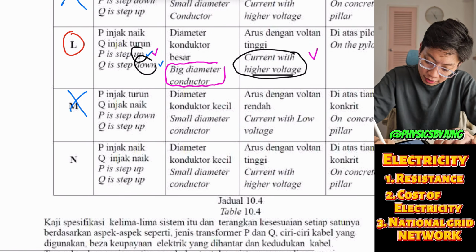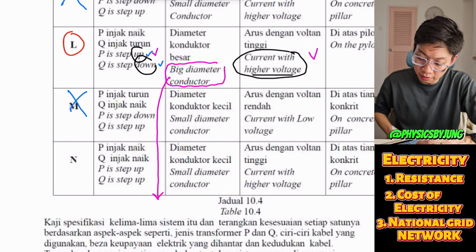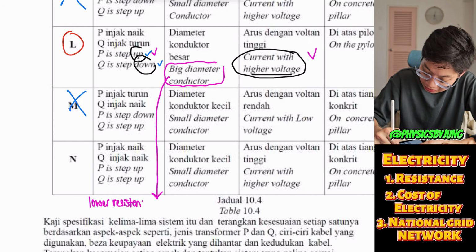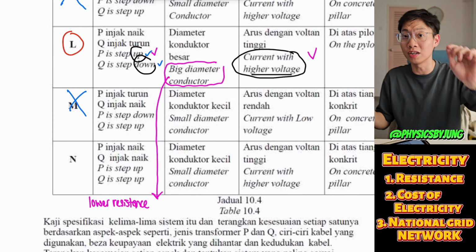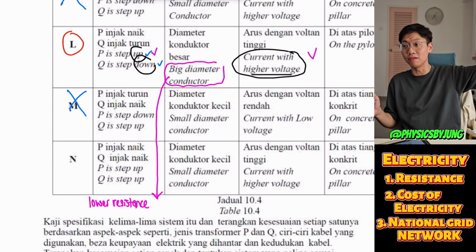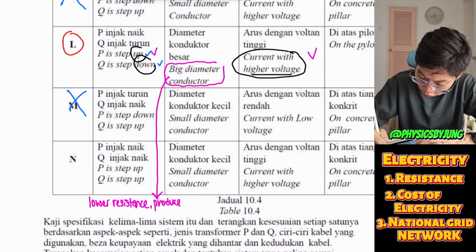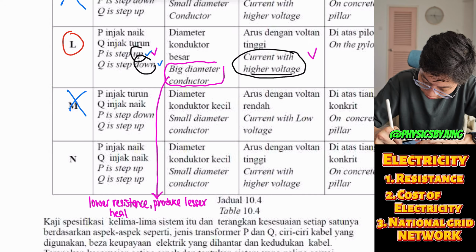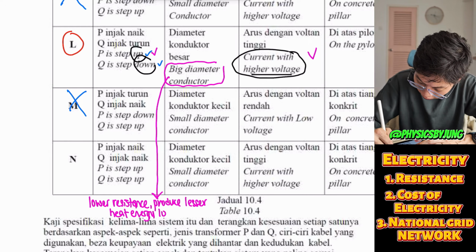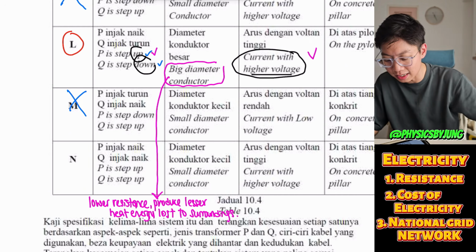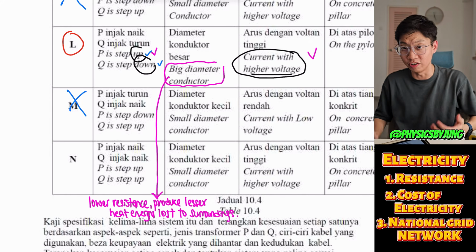Alright. So why? How do we explain this? I'm just going to write down here. A bigger diameter means that you will have a lower resistance. I don't have to explain resistivity because this is not material; resistivity is a material property. So lower resistance, so that it will produce lesser heat energy lost to surroundings, meaning you actually lose less heat energy to the surroundings. So it means higher efficiency.